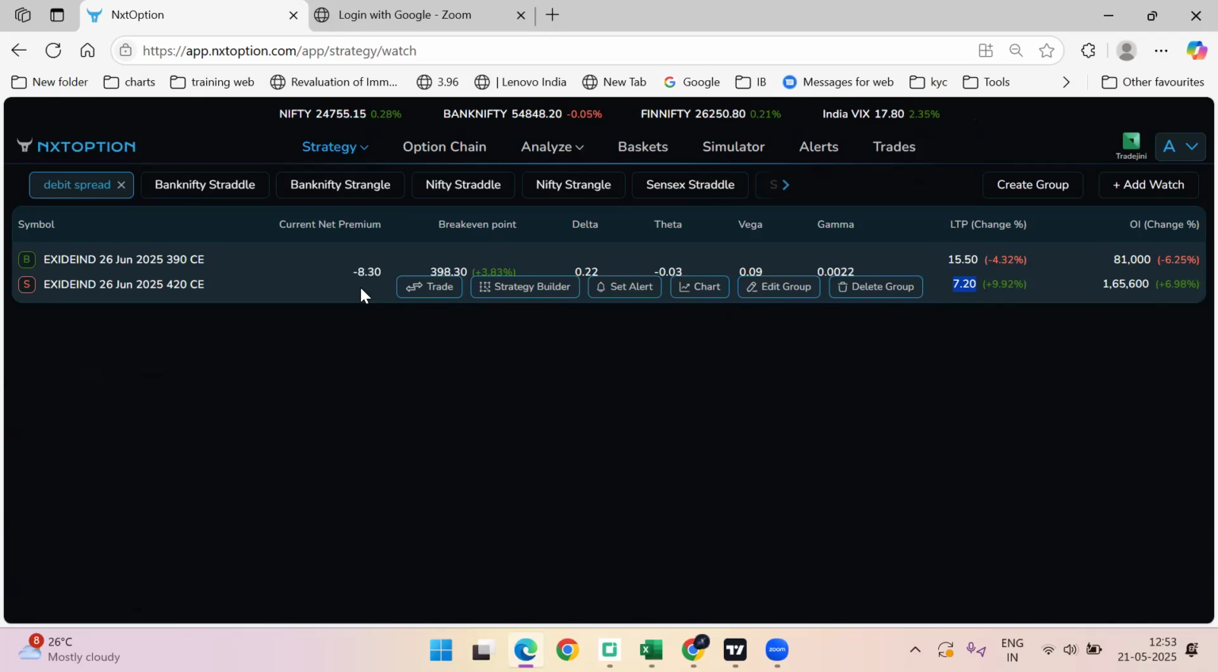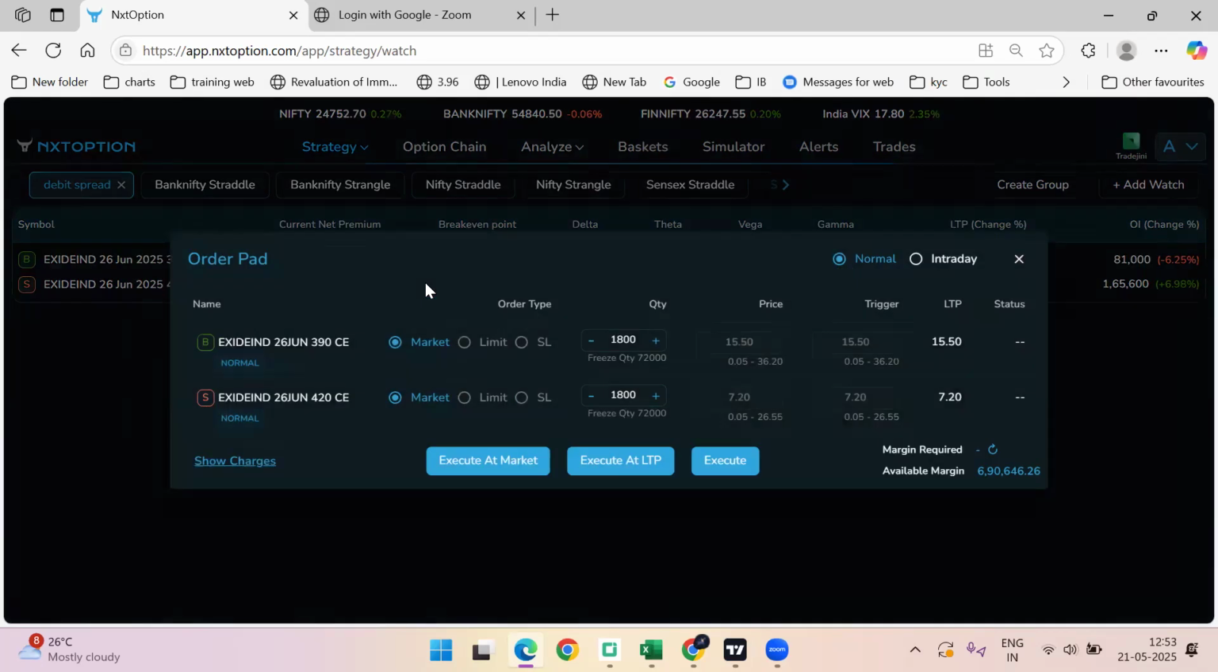Now, if I want to execute this, I just click on trade. It shows me the lot size. The lot size here is around 1800 and the margin required is around 39,000. Currently, there is a 6,90,000 margin in my TradeGenie account. In TradeGenie, you can give stocks as collateral, cash as collateral. So by giving cash and stock, I have a margin availability of 6,90,000.